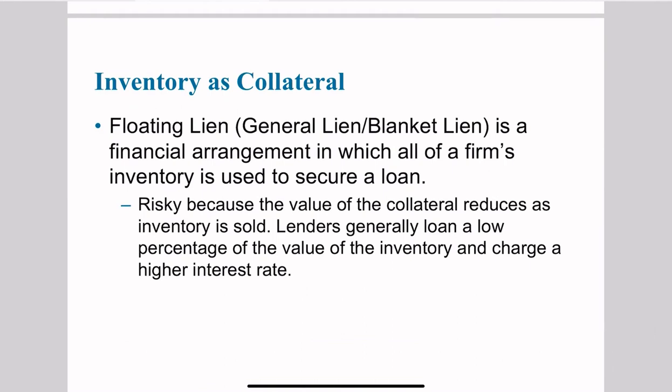all of the firm's inventory is used as collateral to secure a loan. This is risky because in a floating lien, the firm can still sell its inventory. So you can see that if the value of the inventory decreases because the firm sells inventory, then it's possible the loan is undercollateralized. That's why generally lenders will only loan a low percentage of the value of the inventory and charge a higher interest rate just to compensate this type of risk.